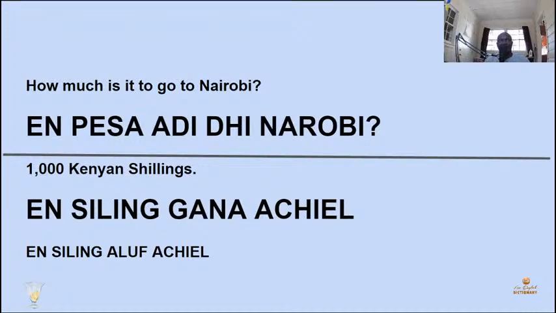En pesa adi dhi Nairobi? En siling Ghana achiel. You can see down there I wrote en siling aluf achiel. And aluf is also a Swahili word, sorry. So aluf and Ghana have been used interchangeably, and they'll be used interchangeably when you're visiting a Luo language speaker's place, depending on how Swahili inclined the Luo people are. So en siling Ghana achiel and en siling aluf achiel are one and the same thing.